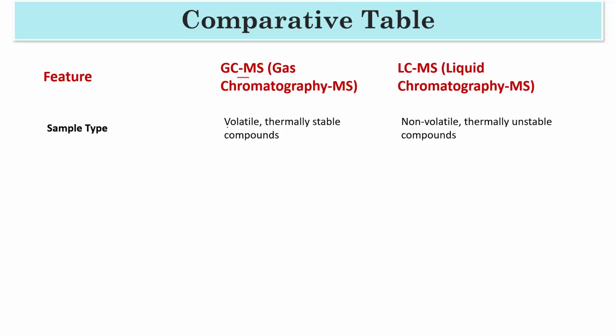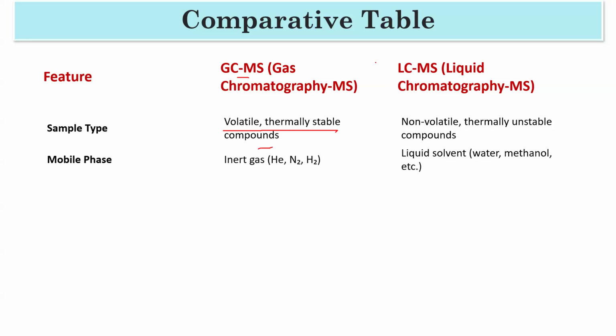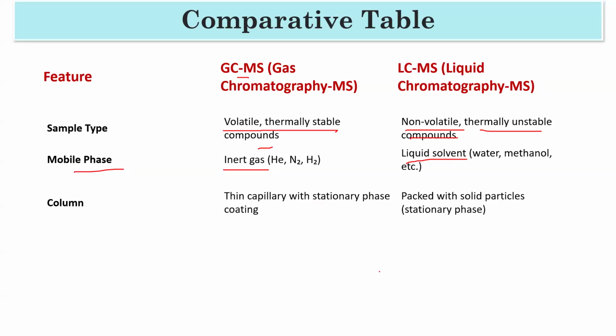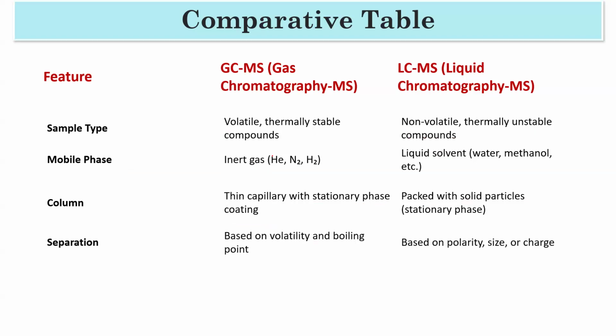So in GCMS, you should know that you can use it for volatile and thermally stable compounds. And for LCMS, non-volatile, thermally unstable compounds you can also use. The mobile phase in GCMS is an inert gas, and in LCMS it is a liquid solvent. And the column, you already saw, in GCMS is a thin capillary with a stationary phase coating. But in LCMS, it is just a normal column packed with solid particles, which is the stationary phase, and various kinds of stationary phase are present.